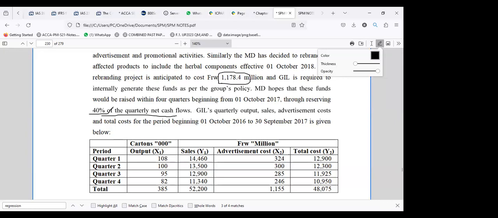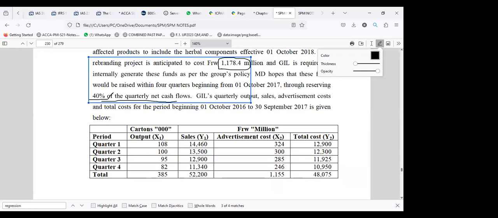GIL quarterly output sales, advertising cost, and total cost for the period on 1st of January 2016 to 30th of September 2017 is given below. So there is cartons. They have quarter 1, quarter 2, quarter 3, quarter 4. There is these cartons in thousands, and totaling to that. There's a movement of the sales totaling to this, and this. There is also advertising, this, and that. Total cost is given as such. Okay.